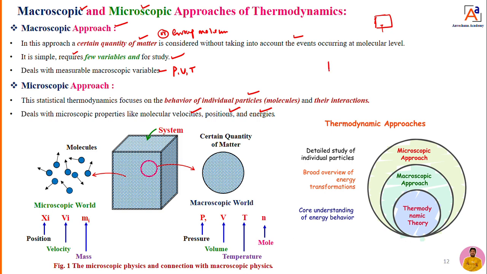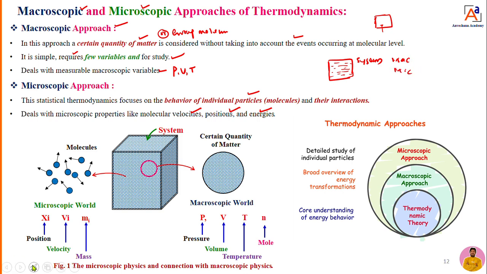Now, to understand macroscopic and microscopic, I will consider a system. Assume that the system consists of some matter in it. That matter can be gas, liquid or solid, anything. Combined together, I will call it a system. The properties or analysis of the system can be done in two ways. One is macroscopic, another is microscopic.